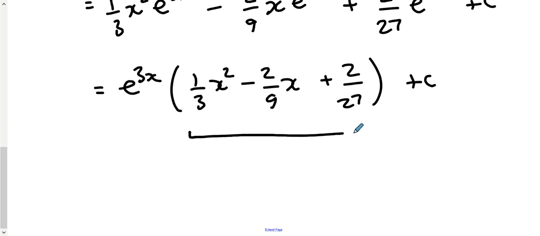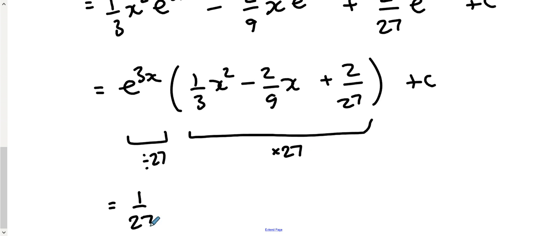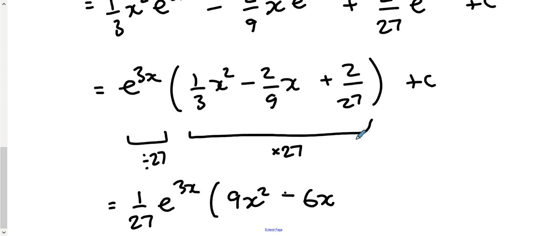Now, you'll notice that if I multiply everything in here by 27 and divide that by 27, I'll take out the 27th there. So let's see, 1/27 e to the 3x. Now, 27 divided by 3 is 9, so a third times 27 is 9. Now, that means that this is 2 times 27 over 9. So that's 2 times 3, which is 6. So 6x, and then that's going to be plus 2, and then plus a constant.